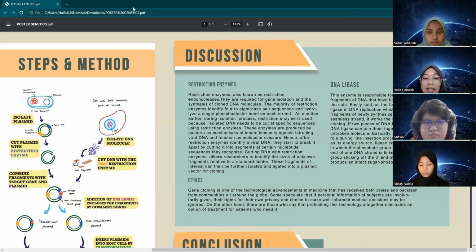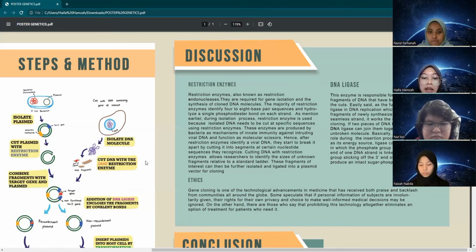By using ATP as its energy source, ligase catalyzes a reaction in which the phosphate group sticking off at the 5' end of a DNA strand is linked to the hydroxyl group sticking off at the 3' end of the other, and it will produce a sugar-phosphate backbone.